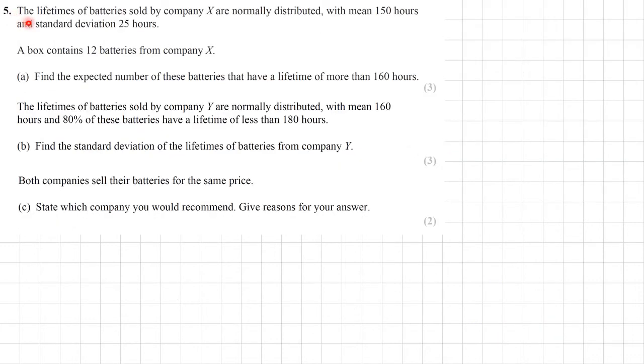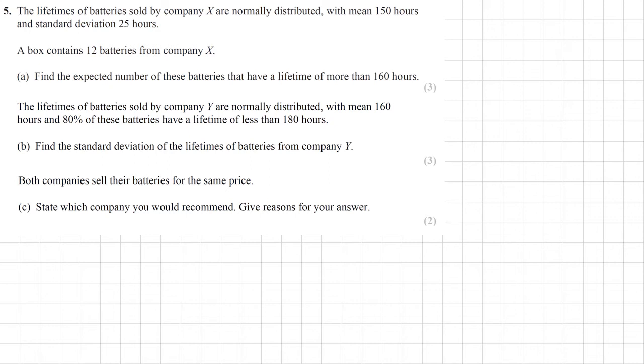Question 5. The lifetimes of batteries sold by Company X are normally distributed with a mean of 150 hours and a standard deviation of 25 hours. A box contains 12 batteries from Company X. Find the expected number of these batteries that have a lifetime of more than 160 hours.